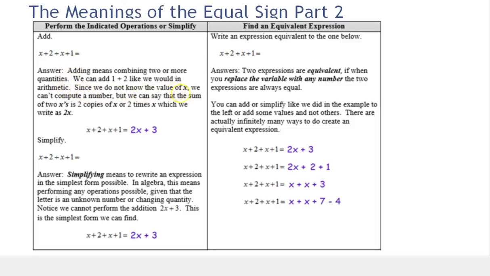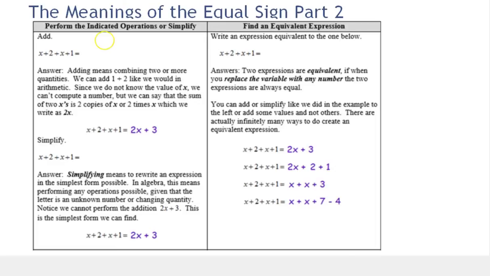Since we do not know the value of x, we can't compute a number, but we can say that the sum of two x's is 2 copies of x, or 2 times x, which we are going to write as a 2 next to the x. This is juxtaposition. They're written right next to each other, and that implies multiplication.